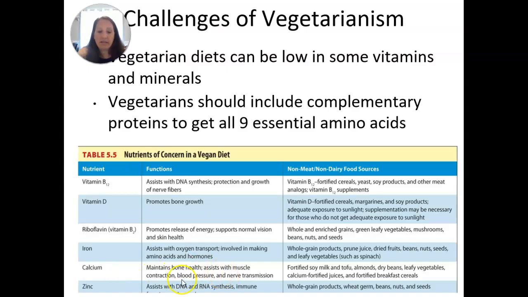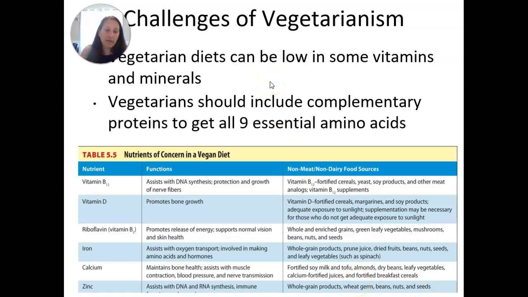Calcium maintains bone health, assists with muscle contraction, blood pressure, nerve transmission. Again, you're going to have to choose fortified foods. Okay, almonds, dry beans, leafy vegetables. Zinc assists with DNA and RNA synthesis. This should say important in immune function. The bottom of my table is cut off. You're going to find this in whole grain products, wheat germ, beans, nuts, and seeds, or again, from a supplement.